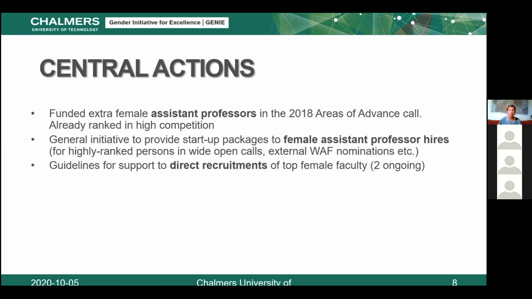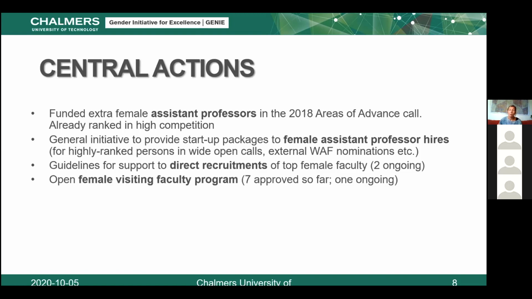But we have 2 ongoing cases, and these are 2 women that actually heard of GENIE through Pernilla and Mary, who are often talking about GENIE when they do their ordinary outreach speaking at conferences. So we have 2 ongoing discussions now of very nice, good female professors. So hopefully they will be directly recruited, and then GENIE will be part of their starting package. So we work a lot with the head of departments to make sure we can provide for the people to come. We have a female visiting faculty program.